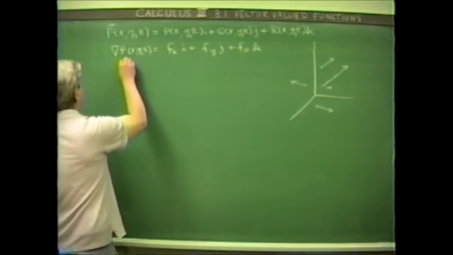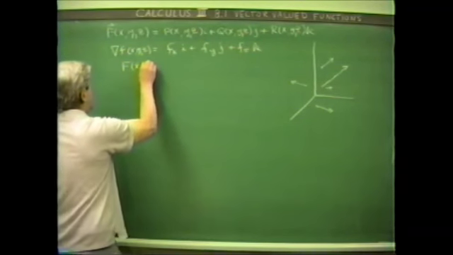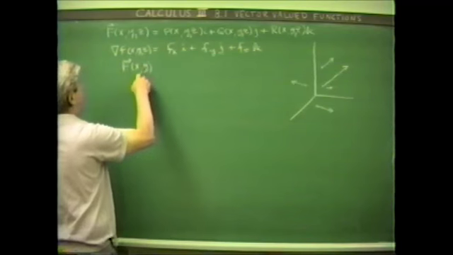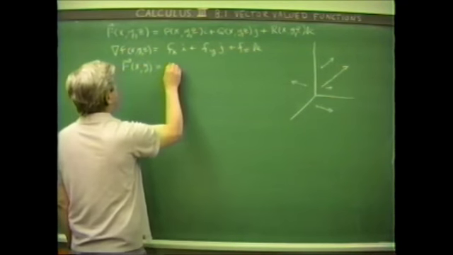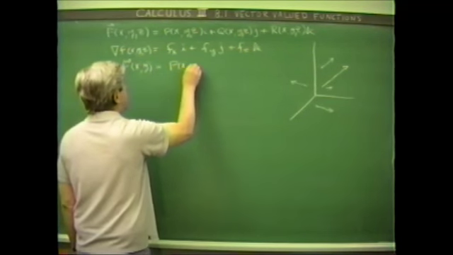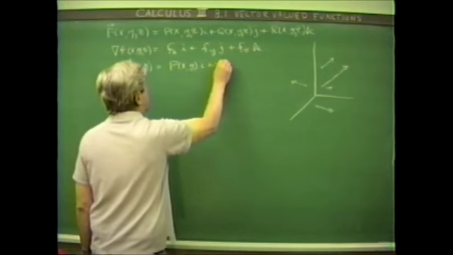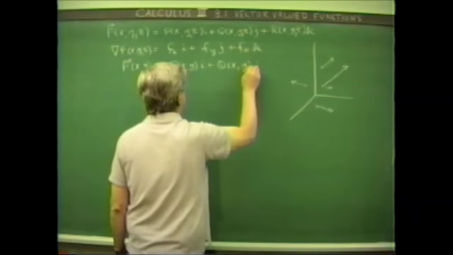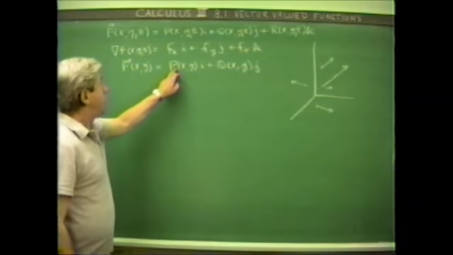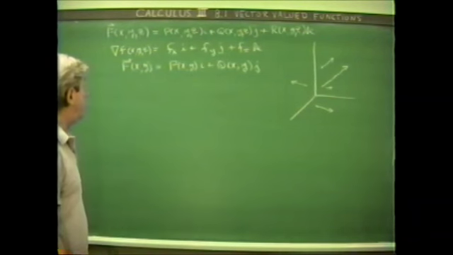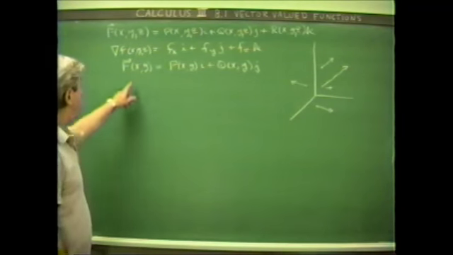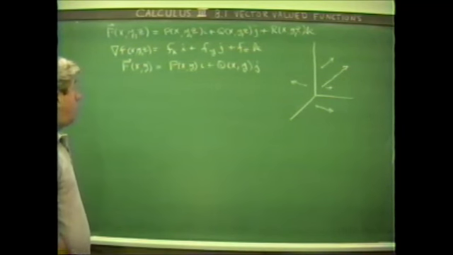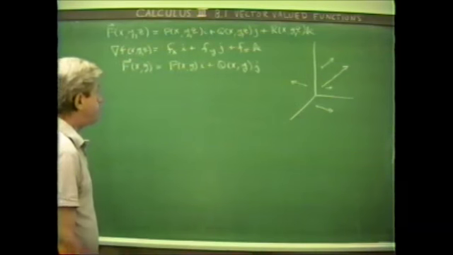A function of x and y can also be a vector value function. We'll also use p of x and y i plus q of x and y j to denote such a function. Frequently the letters m and n are also used here for vector value functions of two variables. Let's take a look at some examples.